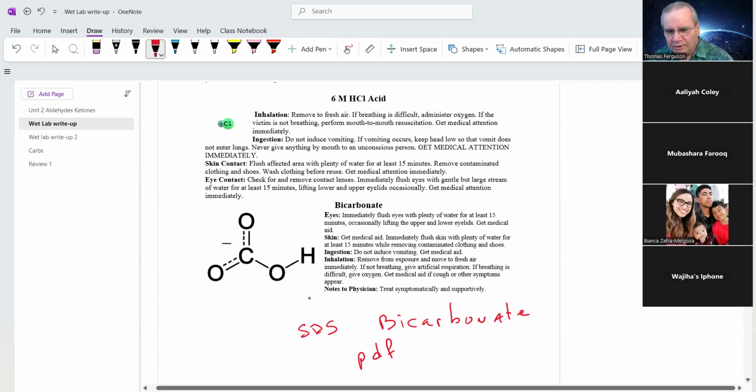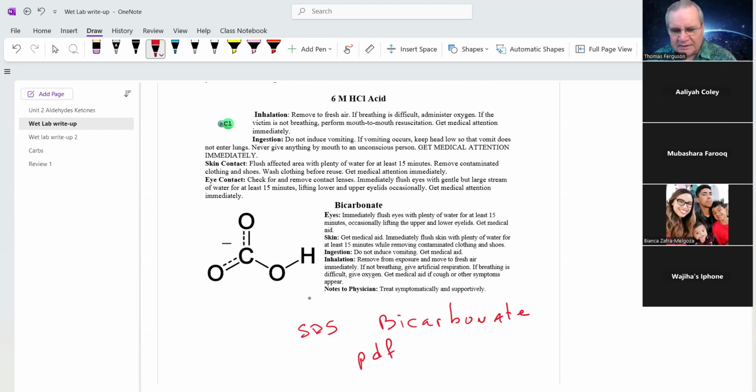Everyone, you need to mute your computers, please.